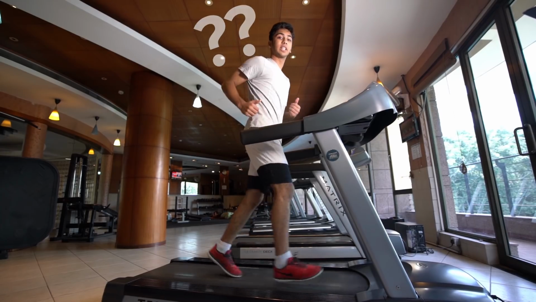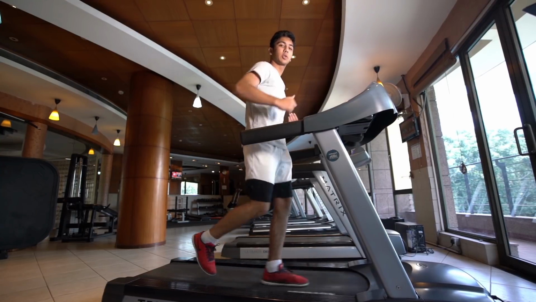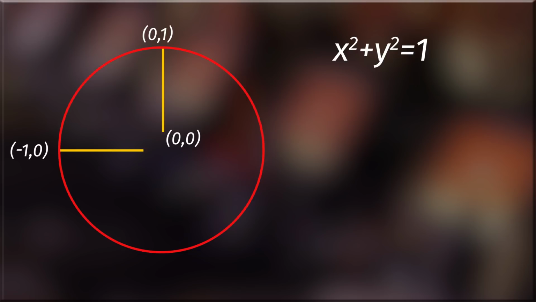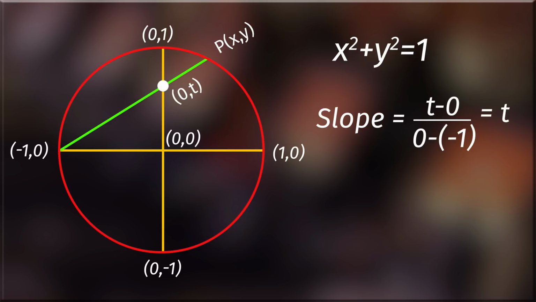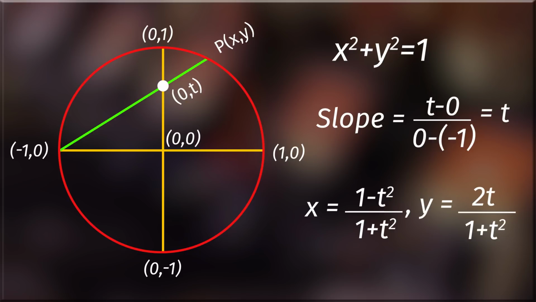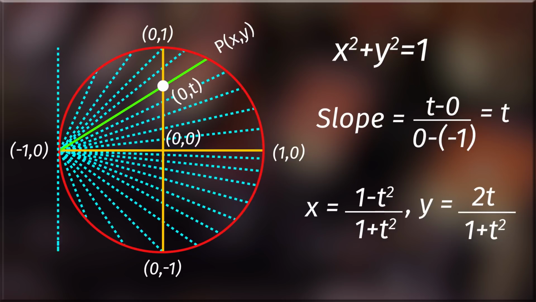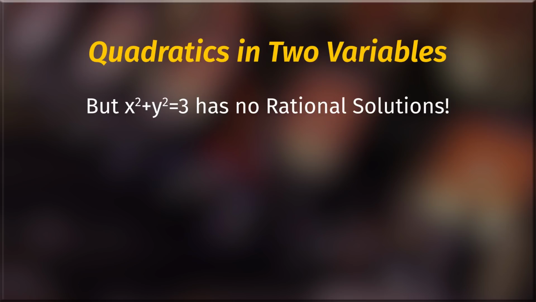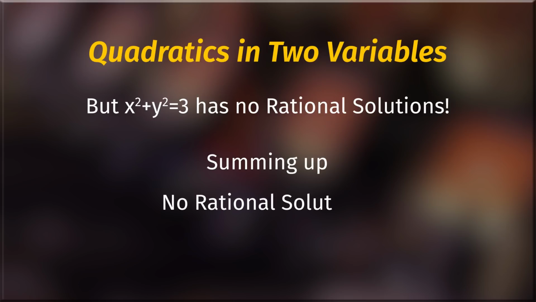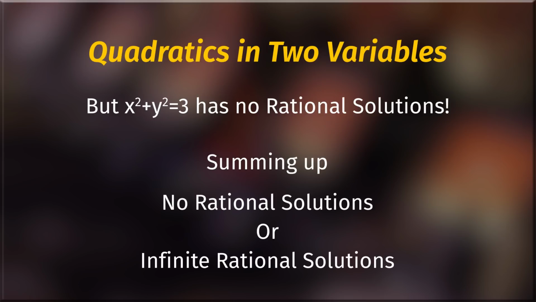Now what about two variables in degree 2? Consider x squared plus y squared is equal to 1. This is known as a unit circle. (-1, 0) lies on the circle. Take another point, P(x, y). The slope connecting these points is clearly rational. Using all the rational slopes and finding the second point of intersection, we are able to determine all the rational points. But x squared plus y squared is equal to 3 has no rational points. Summing up, we can have no rational solutions or infinite rational solutions.